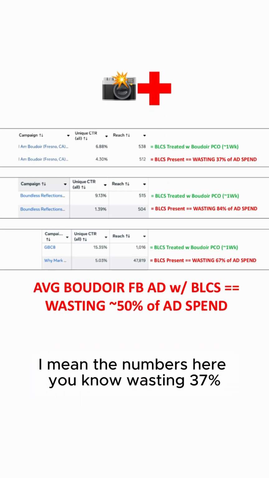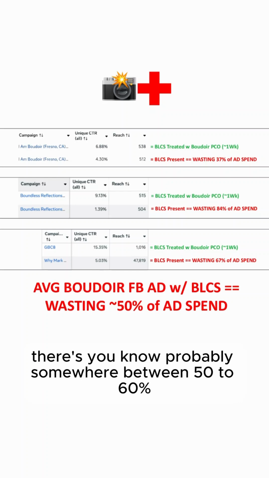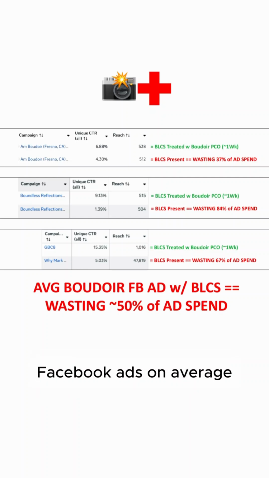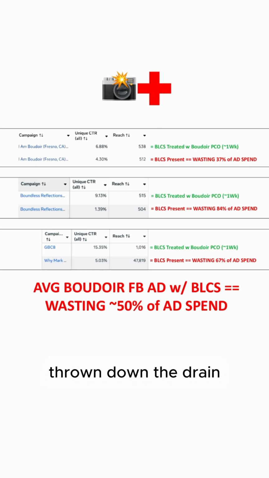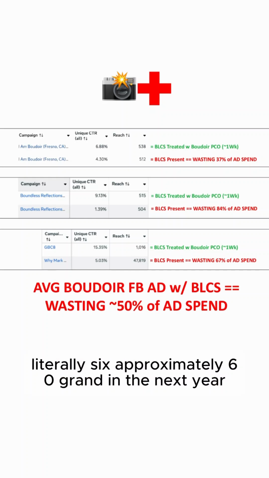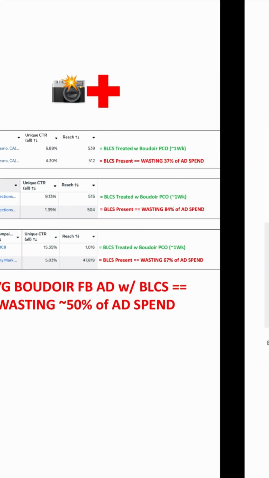The numbers here: wasting 37%, wasting 84%, wasting 67%. That average is probably somewhere between 50 to 60%. So if they're spending 10 grand a month on Boudoir Facebook ads, on average, 5 grand every month is being wasted, thrown down the drain. And we can eliminate that and save them approximately 60 grand in the next year if they're spending at least 10 grand a month on Boudoir Facebook ads.